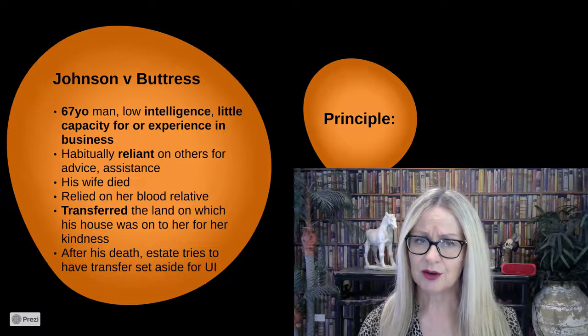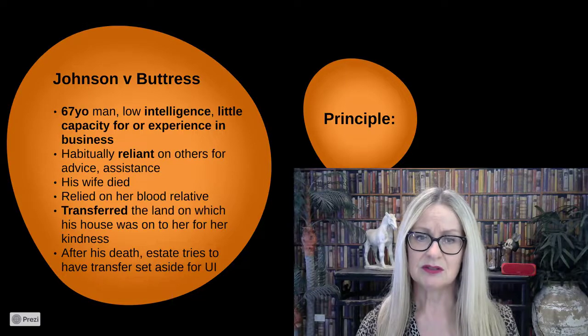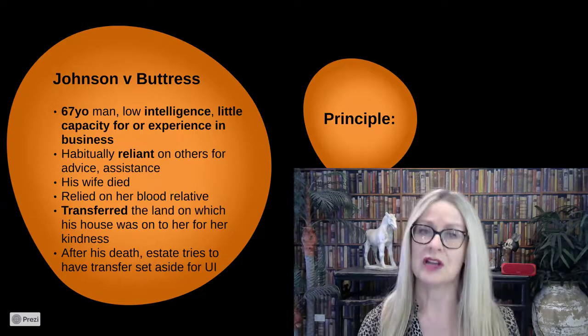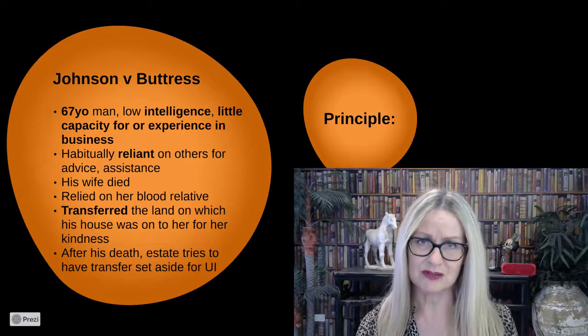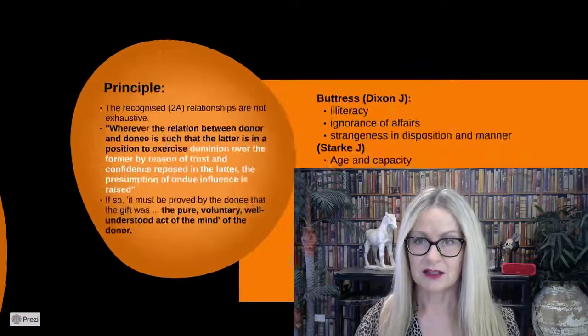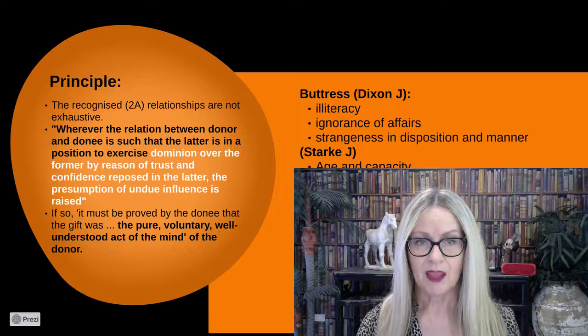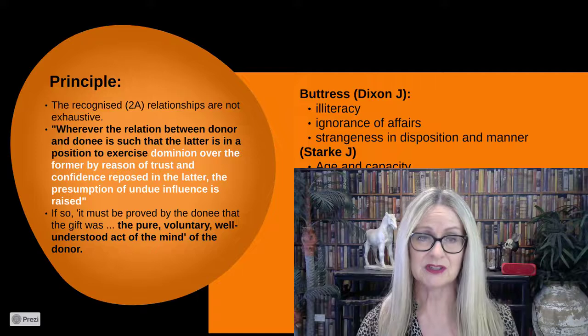Couple of flags though. After he suggested that he would make this gift, she took him to her solicitor to have the transfer done, and she didn't suggest to him at any point to get his own independent advice. So they were certainly factors that weighed on the court's mind. After Mr. Buttress had died, his estate tried to have the transfer set aside, and it was held that the Category 2A relationships are certainly not exhaustive, as I said before.